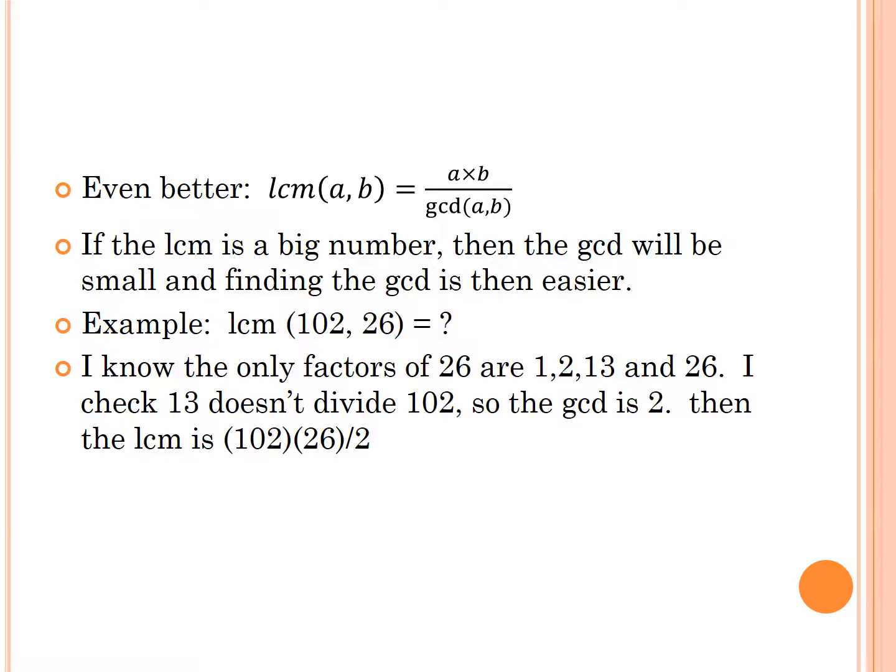So let's see, if I have to find the LCM of 102 and 26, I'm going to find the GCD. The GCD is something that divides 26, and not very many numbers divide 26: 1, 2, 13, and 26. I could check that 13 does not divide 102, so 26 doesn't divide both 26 and 102, and 13 doesn't divide both of them either. Now 2 does, so 2 would be the GCD. So to find the LCM, I just multiply 102 and 26 together, my A and my B, and just divide it by 2.